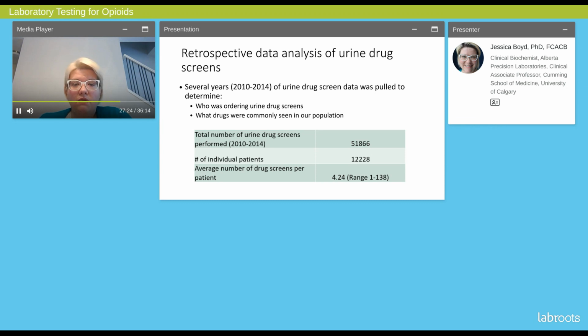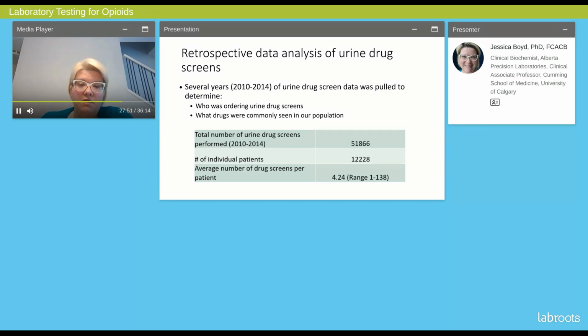are we going to have one panel for everybody, or are we going to have customized for certain user groups within our population? Because we do all the urine drug screening in Southern Alberta, so we cover everybody. And so what we did there to address that question was to do a retrospective data analysis of our urine drug screens to see who is ordering them, what drugs were we seeing commonly in our population, and I've got some of the summary information here.